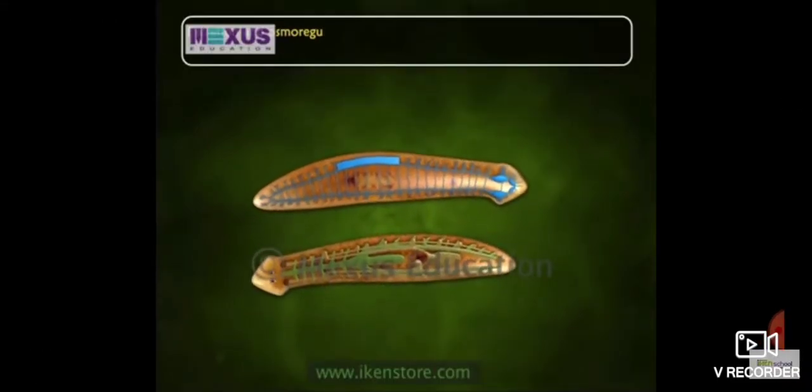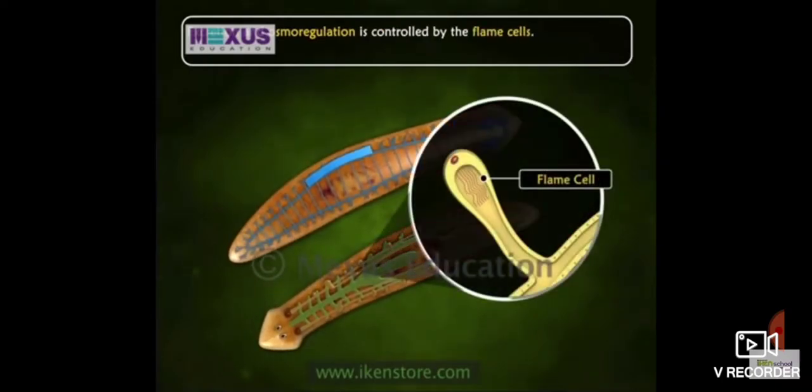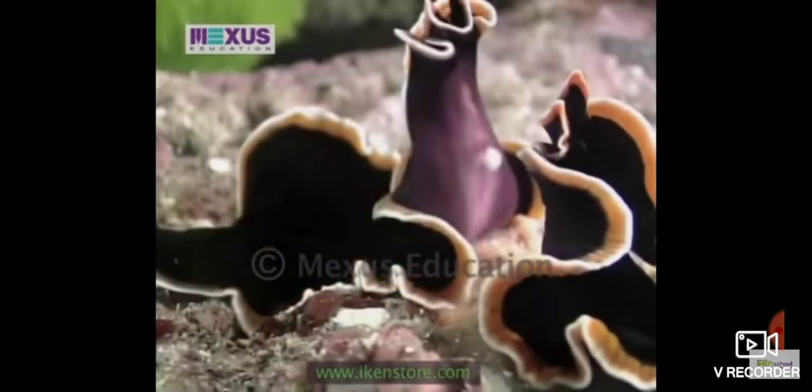Excretion and osmoregulation in flatworms is controlled by the flame cells. Flame cells beat incessantly, resembling a flickering flame, and are hence called flame cells.